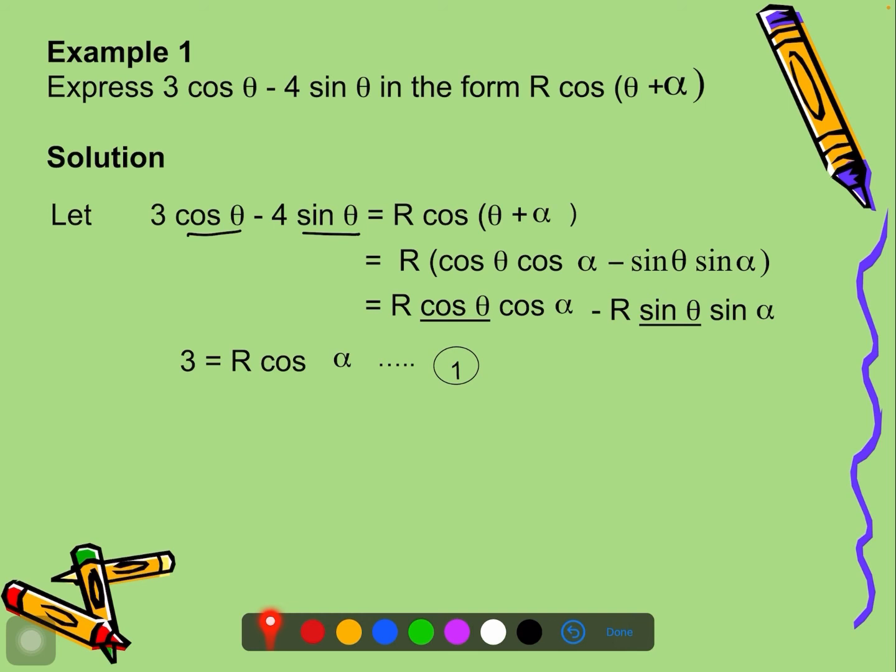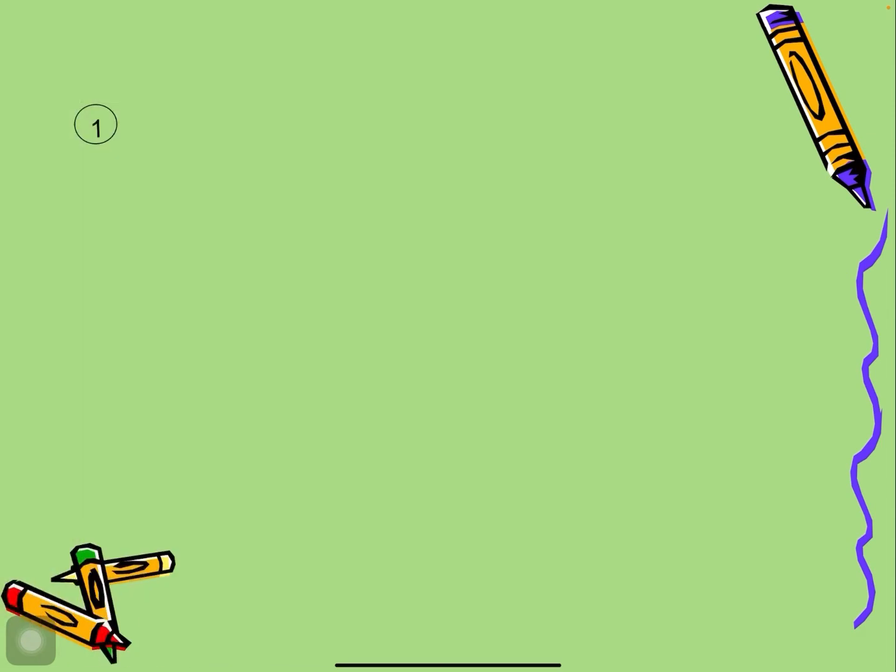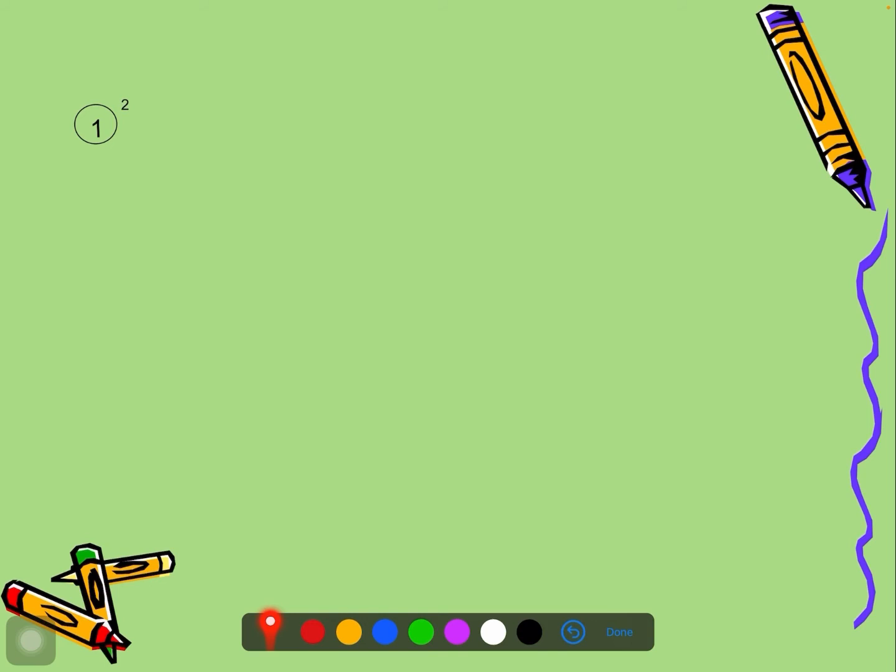And then we go on to find the coefficient of sin theta on both sides. Okay, find the coefficient. So we have 4, the coefficient of the sin theta on the left hand side, and on the right hand side, the coefficient of the sin theta is r sin alpha. Okay, so this will become equation number 2. And then next is to manipulate these two equations.